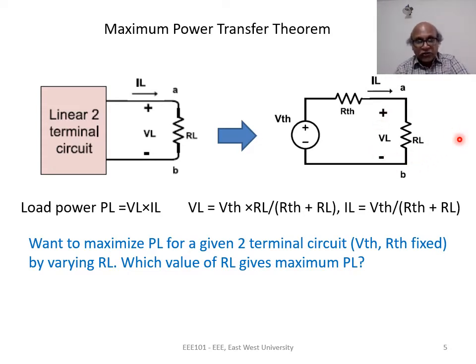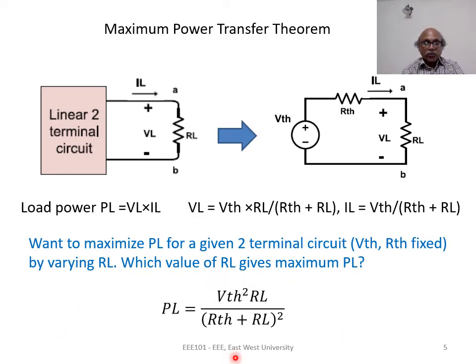So the question whose answer we are looking for is what value of RL will make PL maximum? We can vary a resistance from its minimum value 0 to its maximum value infinity. In this range, what value of RL makes PL maximum? That is what we want to find out. If I substitute VL and IL in the equation of the power PL, this is the expression we get.